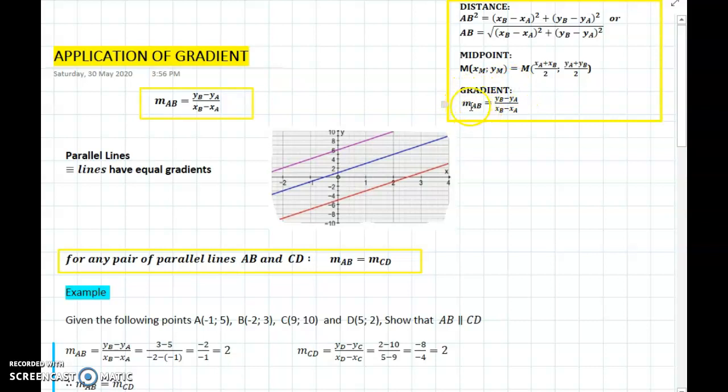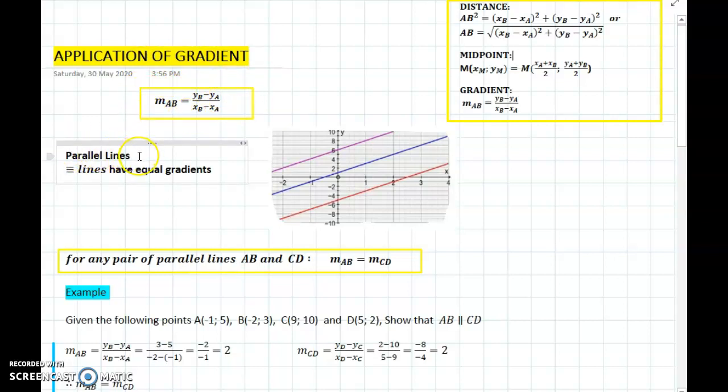Gradient of a line segment is the change in the y over the corresponding change in x. In other words, it's the vertical difference, the change in the two y values, over the horizontal difference. Rise over run, as you've done in previous grades. So today's lesson is application of gradient. In other words, how do we apply this formula?